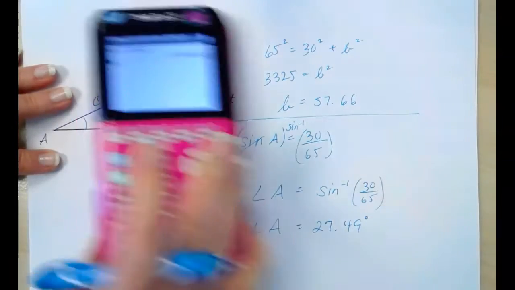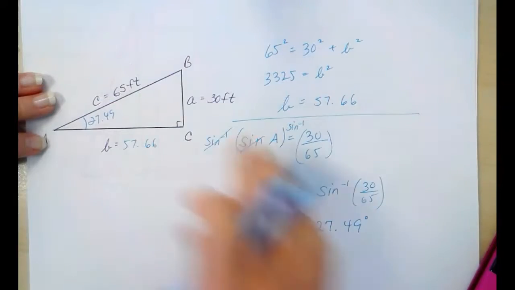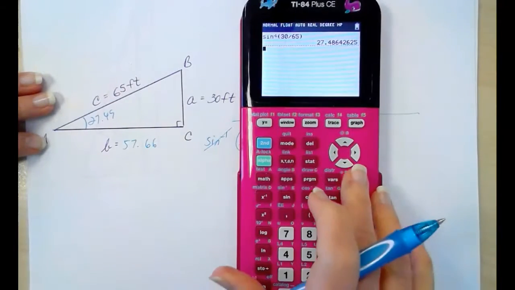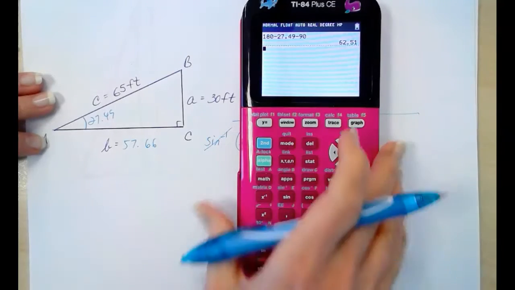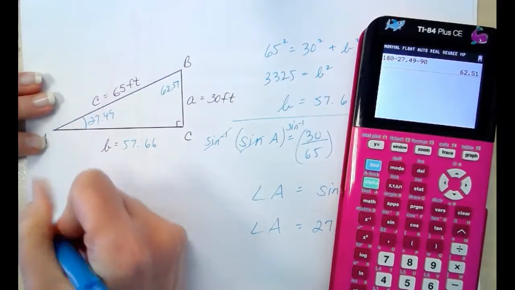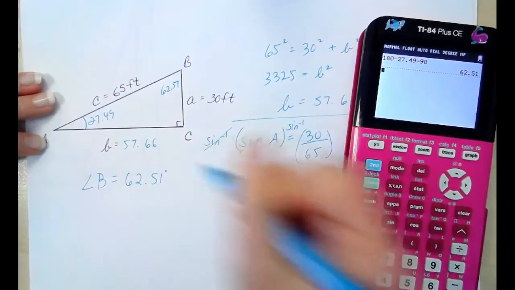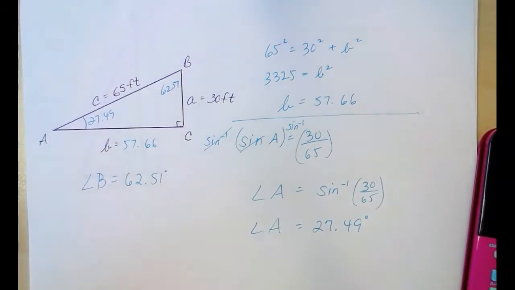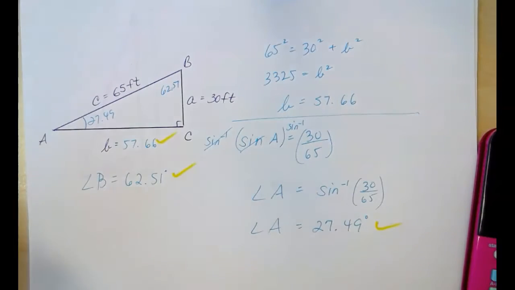Close that parenthesis, and we find that angle A is 27.49 degrees. So if A is 27.49, C is 90, we can quickly find B with the interior angle sum theorem. 180 minus 27.49 minus 90 gives us angle B at 62.51 degrees. That's everything we need to know. There's side b, there's angle A, there's angle B.